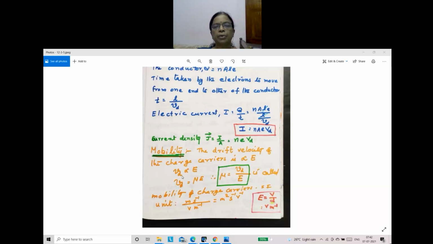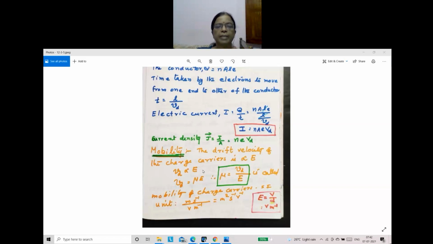But that will be constant, children. Drift velocity increases, and drift velocity is directly proportional to electric field. Drift velocity is equal to a constant times the electric field. That constant is known as mobility. So mobility is drift velocity per unit electric field. Very important relation. Mobility is directly proportional to what, children?